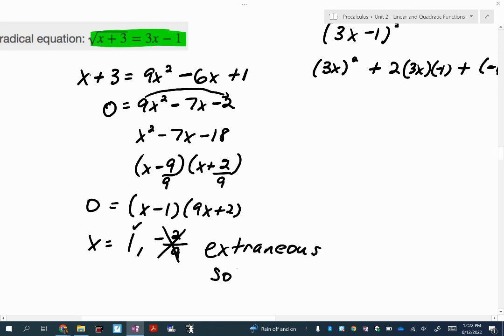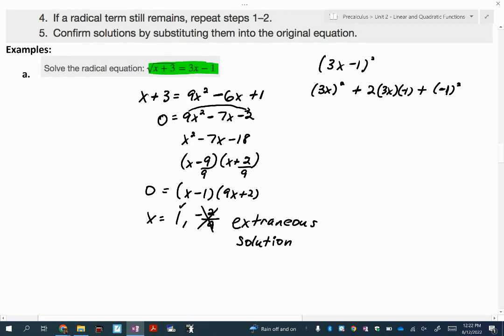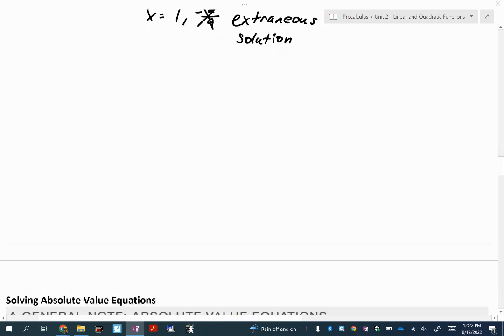But I want to make sure you understand why I crossed it out. I did not, I repeat, I did not cross this out because it was negative 2/9. I crossed it out because when I plugged it in, I got a negative on the right-hand side, and I can never get that taking a square root. So just be careful when you think, oh, it's negative, it can't be right. That's not always the case.